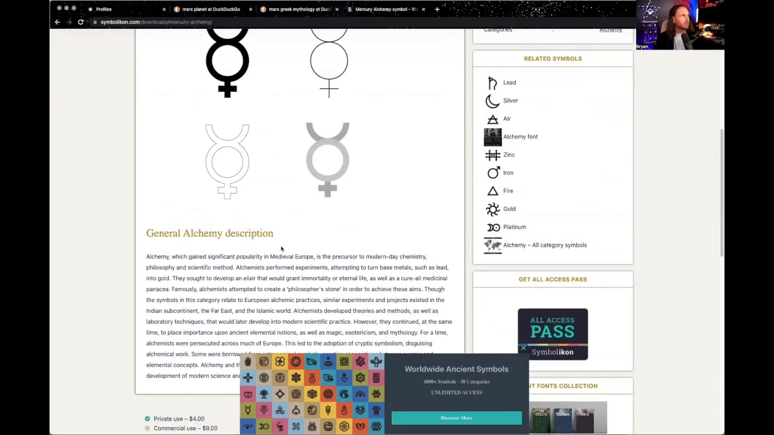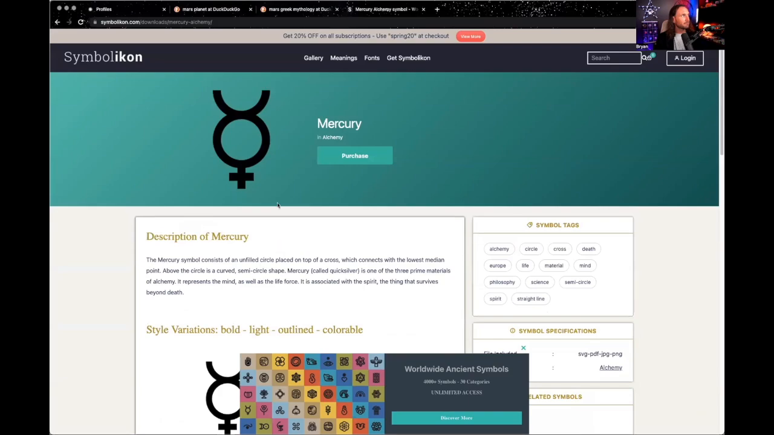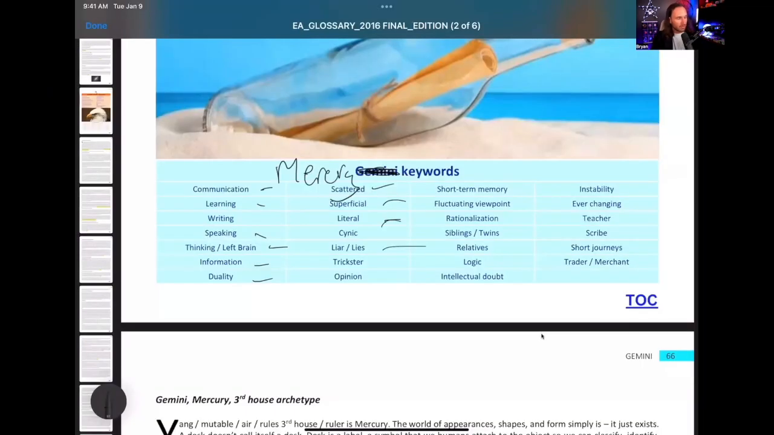Light, outline, colorable, different ways to put it, but trickster. Opinions. Gosh, everybody has an opinion. Everybody has a thought that comes up. I think that's how we come to the duality and find the debate in the matter. It takes people having a conversation to come to a truth on the matter.